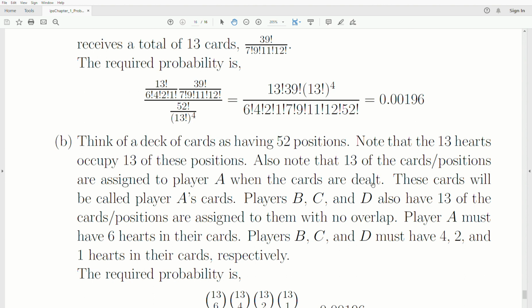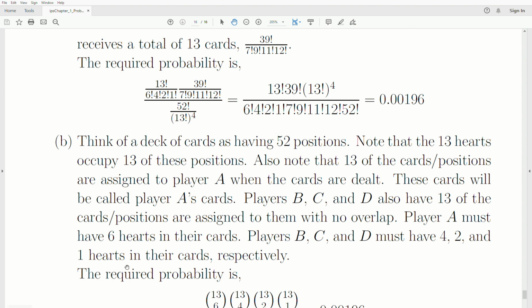Okay, so if you think about that, you shuffle the deck and now you get ready to deal. Player A's cards are already determined. So you deal one to player A, and then B, C, D, and then the next one goes to A, B, C, D, A. So we know player A's cards. And then similarly, players B, C, and D also have 13 cards slash positions in the deck assigned to them. And there's no overlap. Player A has their cards, player B has their cards, C and D also have their cards.